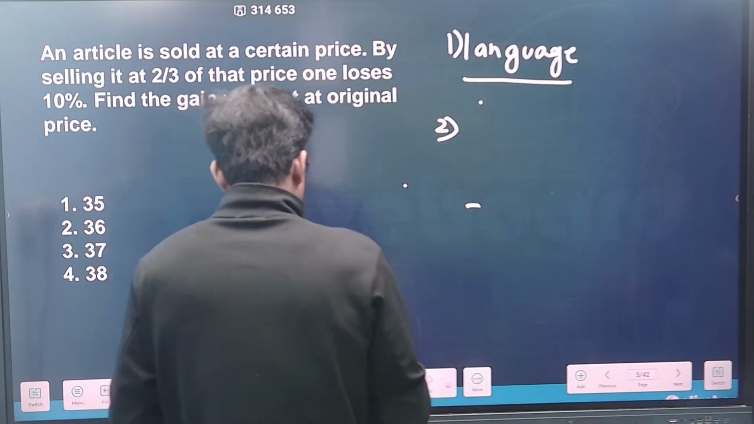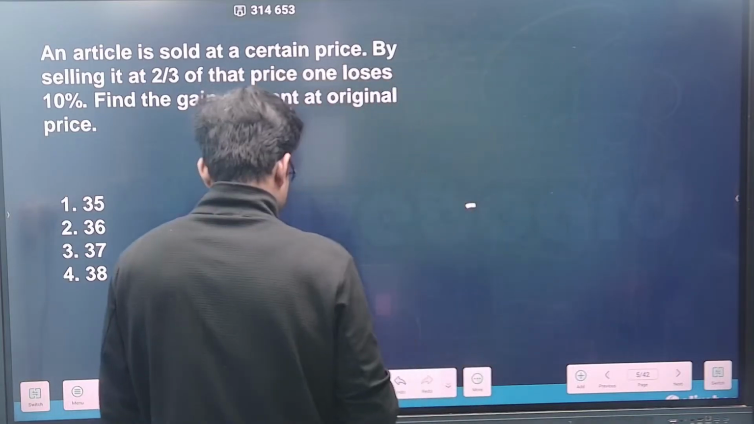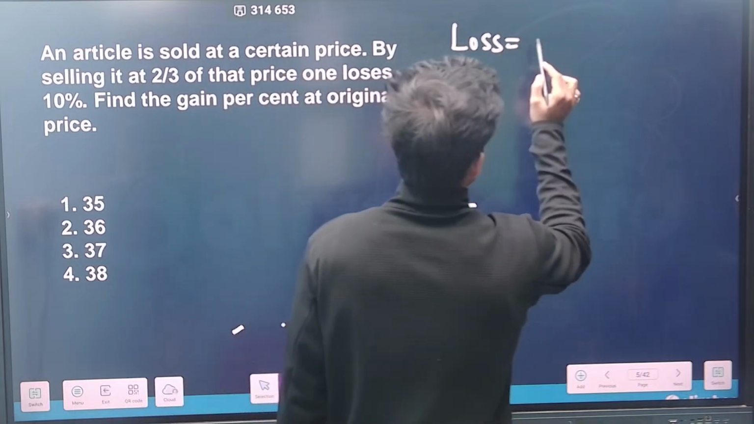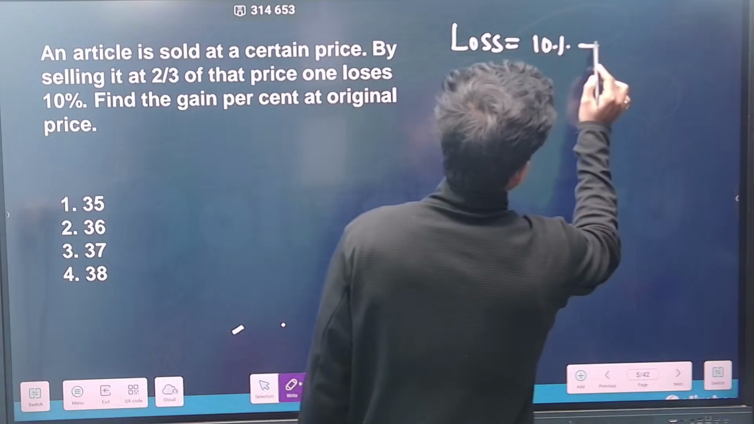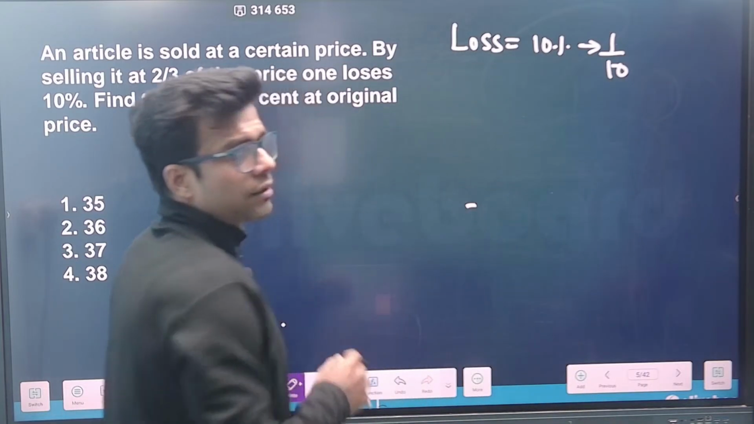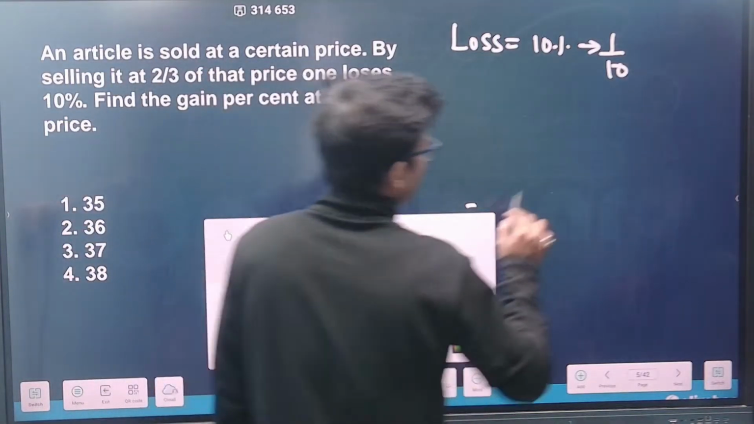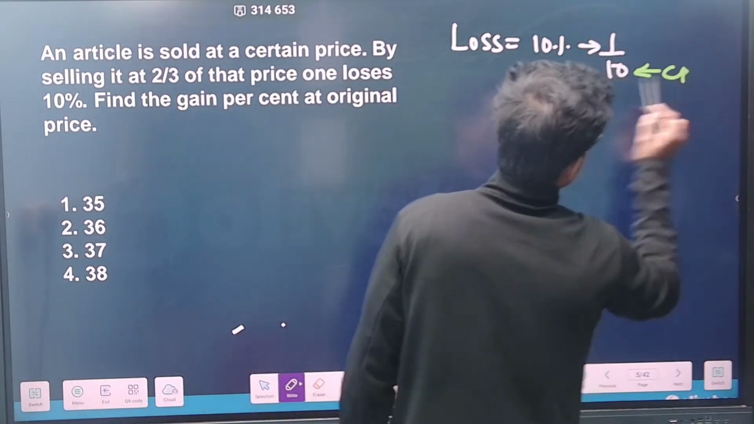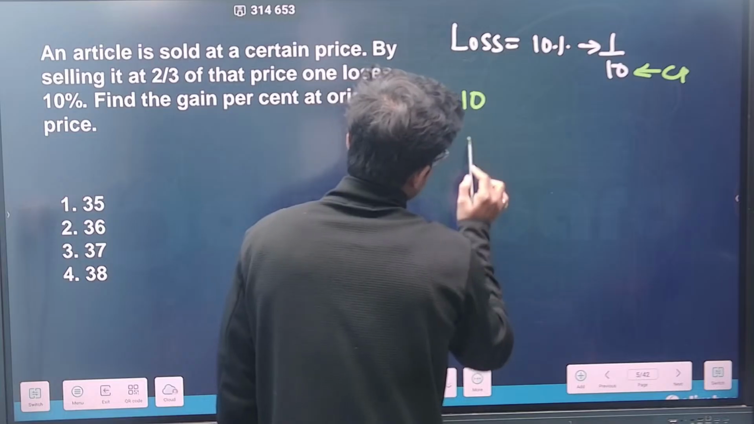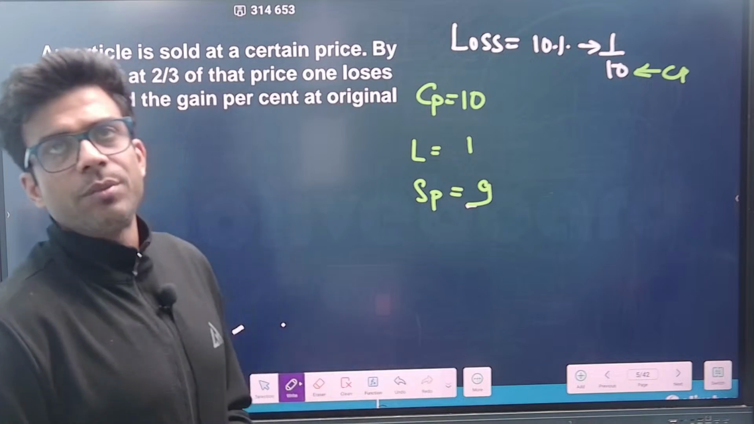So that's my first point, which I've guided you on here: it is given that there's a loss of 10%, correct? Now I'll use the ratio method. If there's a loss of 10%, we know that 10% is basically 1 by 10. In the previous class, I made you understand that this is my cost price. So my cost price is 10 and there is a loss of 1. Then my selling price would be 9, isn't it?